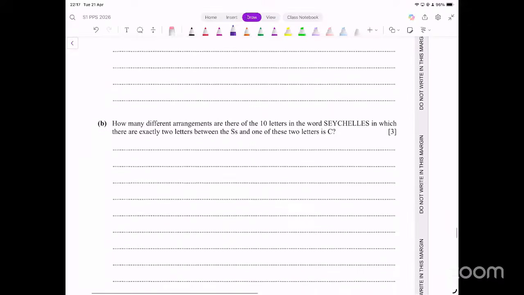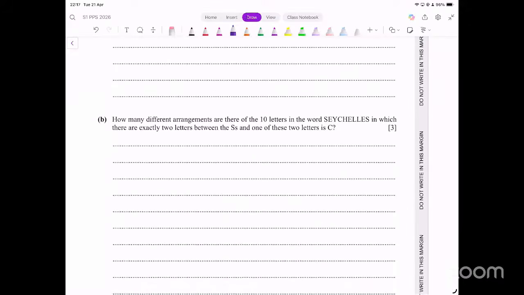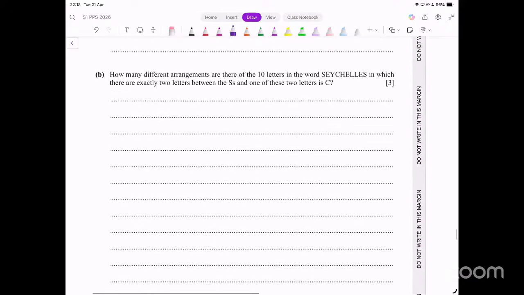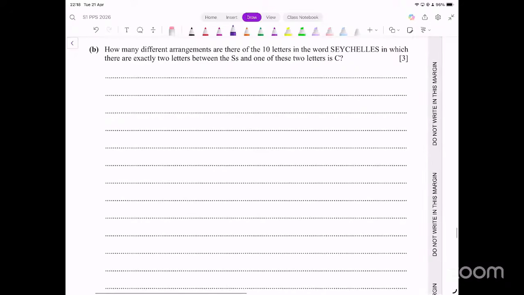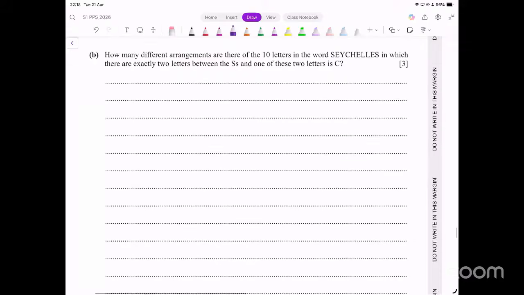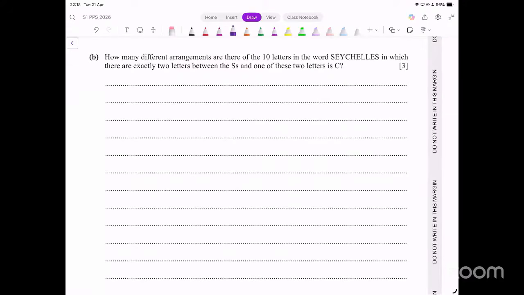Acha, let's look at part B now. Part B. Oh, okay, I was expecting you to be focusing on the class right now. I did not expect that you were searching for something else, but that's okay. How many different arrangements are there of the 10 letters in this word, in which there are exactly 2 letters between the 2 S's and one of these 2 letters is C? Okay, how do we think about this now? One of those 2 letters that is there inside, that has to be a C.